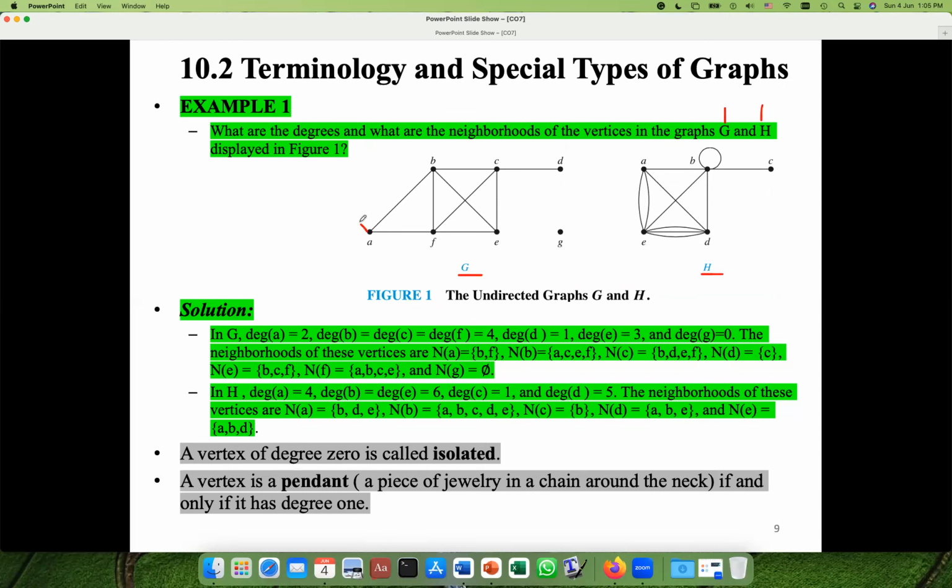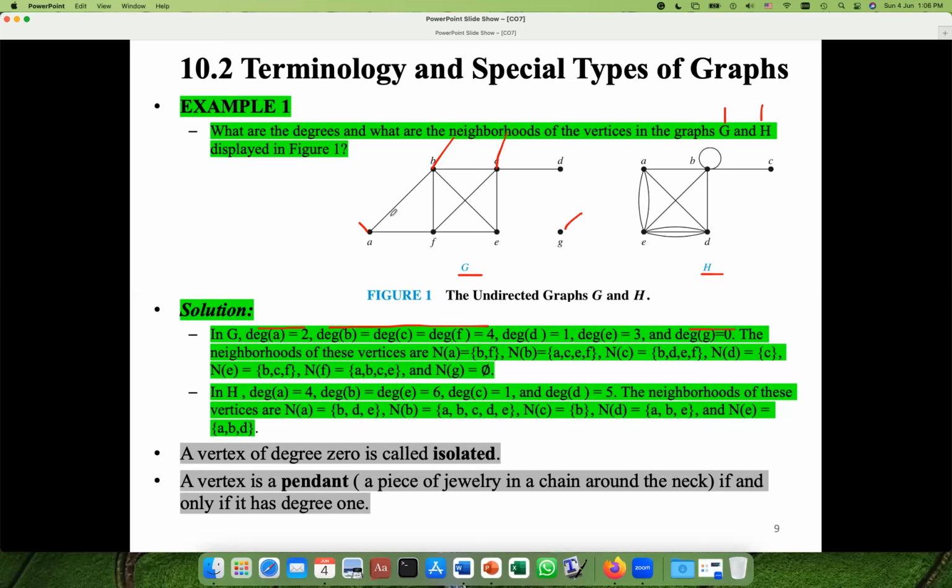So degree of A is 2. Degree of B is 1, 2, 3, 4. Degree of C is 1, 2, 3, 4. Similarly, degree of F is 1, 2, 3, 4. E is 1, 2, 3. Degree of G is what? 0. Degree of D is what? 1. So you have to write the degrees of each thing. Degree of A is 2. Degree of B, C, F is 4. All these are 4. Similarly, degree of G is 0.